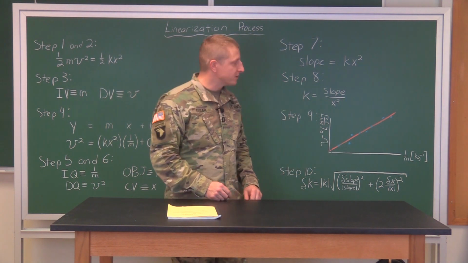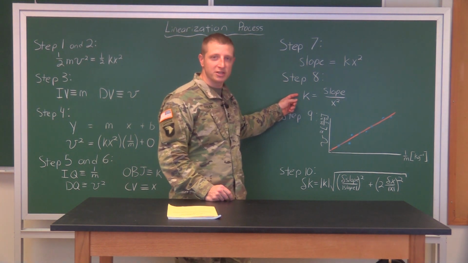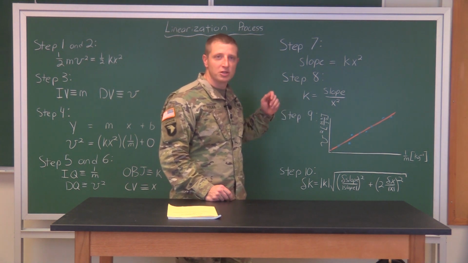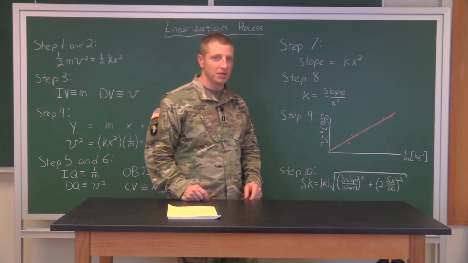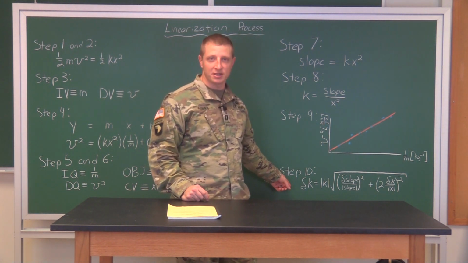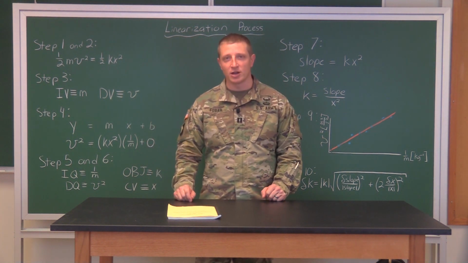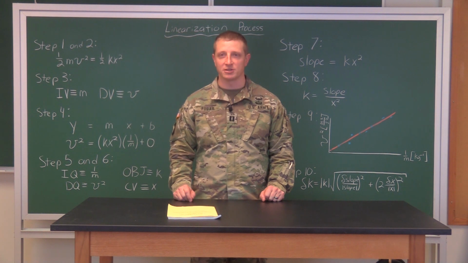You'll use the value of the slope to determine the magnitude of your objective using the equation from step 8. You'll use the slope's absolute uncertainty to propagate your experimental error so that you can determine the absolute uncertainty of the objective quantity. I recommend that you watch our video on the propagation of error for more information on step 10.